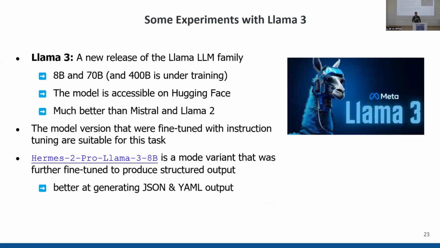For that, we used Llama 3. More specifically, we use Hermes 2 Pro Llama 3 with 8 billion parameters, which is a fine-tuned model that's better for producing structured output.